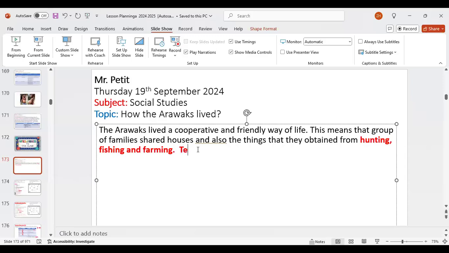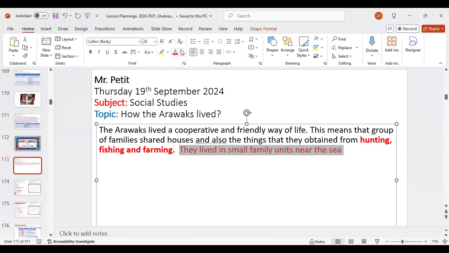They lived in small family units near the sea. Why do you think they would live near the sea? What would you think is the purpose of them living near the sea? So they don't have to find a river to find their food. Very good. Also, if they see ships coming, they know there are intruders coming.